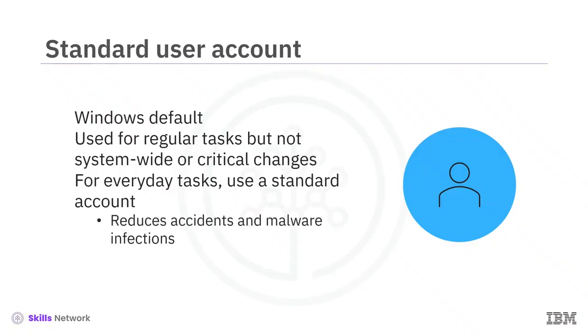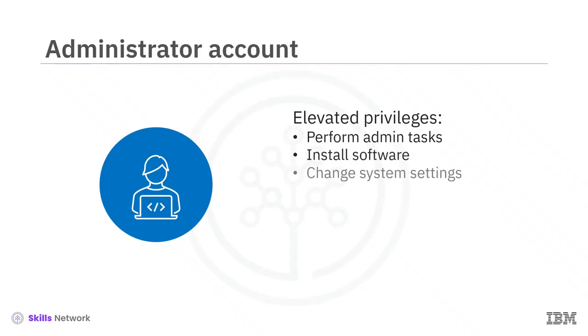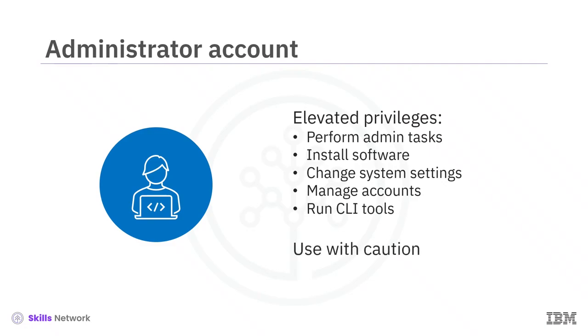Using a standard user account is a good idea for everyday tasks to reduce the impact of accidental changes or malware infections. An administrator account has elevated privileges, allowing users to perform various administrative tasks, install software, change system settings, and manage other accounts. This account type can run command prompt tools with administrative access. Use administrative privileges cautiously to prevent unintended system changes or security breaches. Now that you're familiar with user accounts and privileges, you will learn Windows features that use CLI tools.